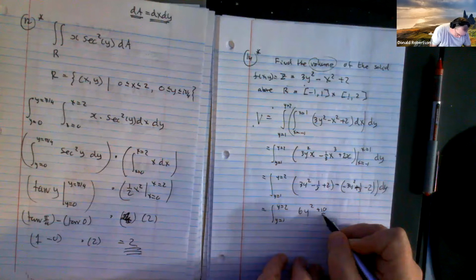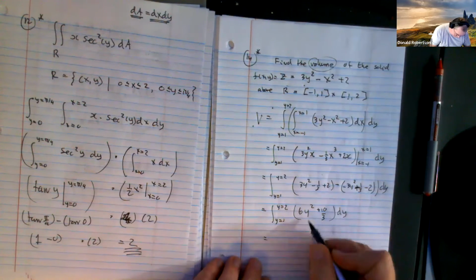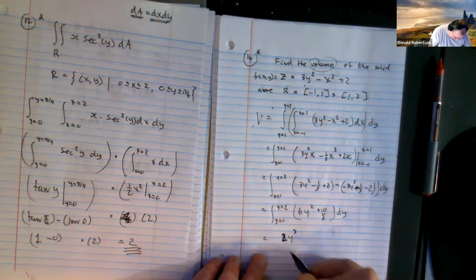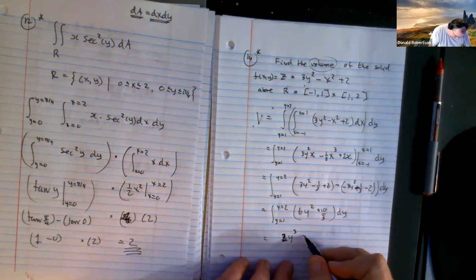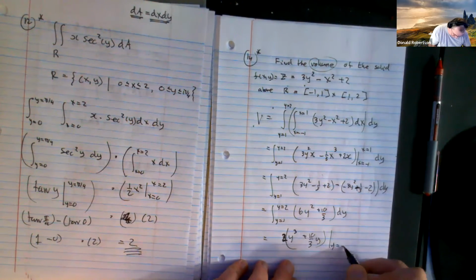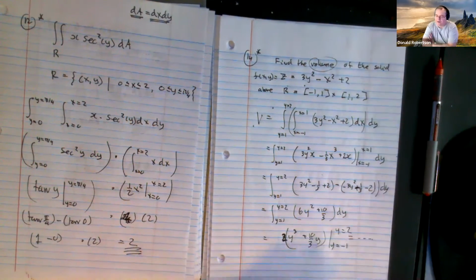And then you can add 1 to the power and divide by the new power. And then evaluate that from -1 to 2 and then dot, dot, dot, if you go and finish.